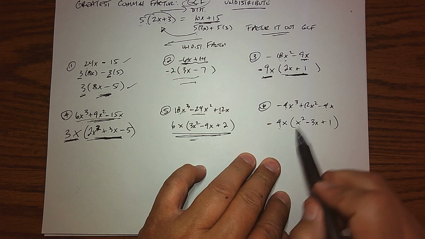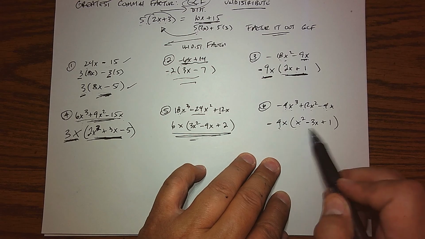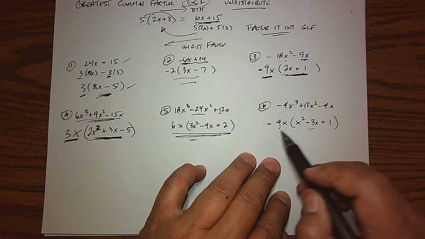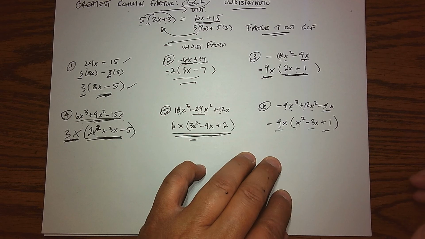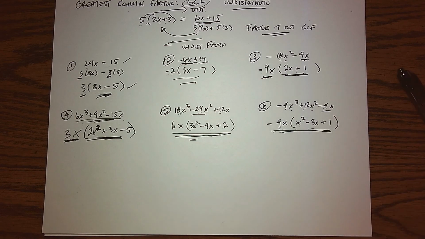And then again, quick check: this term times that term gives us that guy. This term times that term gives us this dude. And this term times 1 gives us itself back. So you just broke it up into a product. So that is why we're going to use the GCF first.